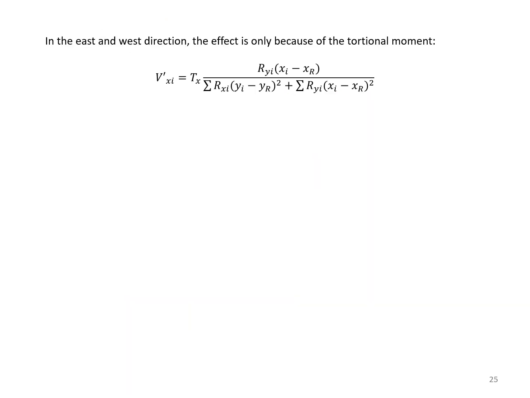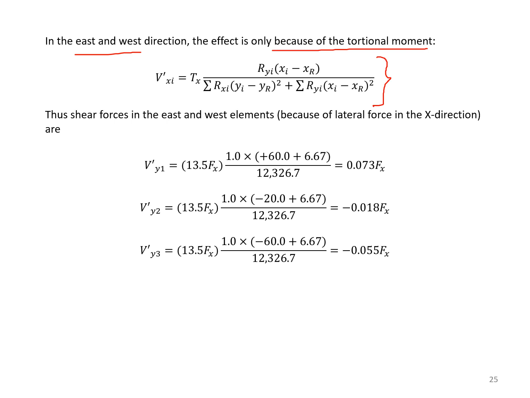All right, now in the east and west direction, the effect is only because of the torsional moment. So again, that's the equation. We'll plug the numbers in there. And depending upon how these elements are situated, we get 3 values because there were 3 elements. So for each one, we put the corresponding values for their distances. We are not forgetting their signs, and remember the denominator we computed a couple of slides earlier. So these are the values.